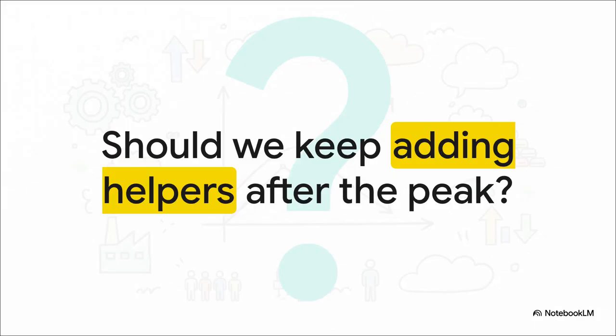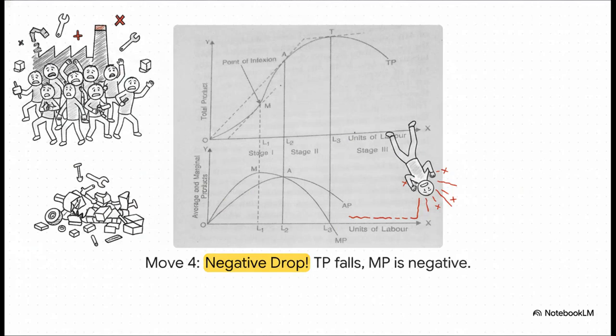So that brings up a really critical question. Is there any logical reason at all to keep adding more helpers after we've already hit the absolute peak of our production mountain? The answer is a massive no, and that is move number 4, the negative drop. If you just keep stuffing more workers into the factory, they actually get in each other's way. Production literally falls. Because of that, our MP dancer plunges completely under the 0 line. The marginal product goes negative, which means your newest helper actually caused you to make fewer toys.